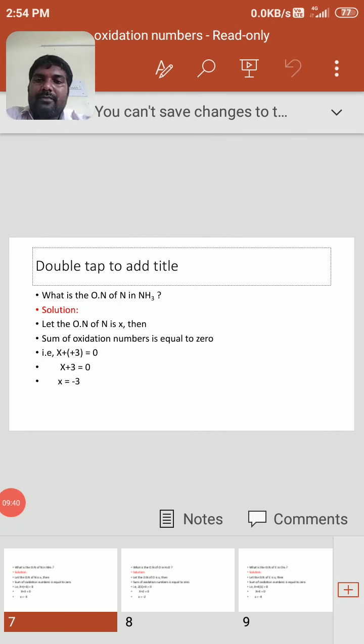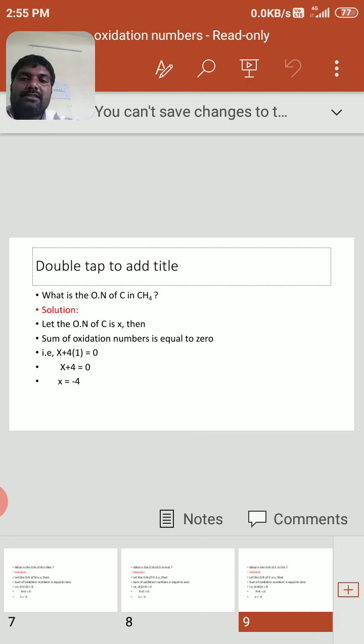Next problem: what is the oxidation number of nitrogen in NH3, ammonia? Let the oxidation number of N be x, unknown. Then the sum of oxidation numbers is equal to 0, as we know. So x + 3 = 0, x = -3.